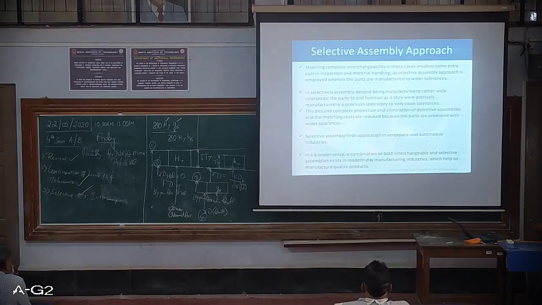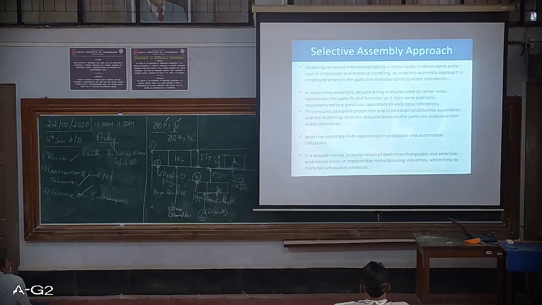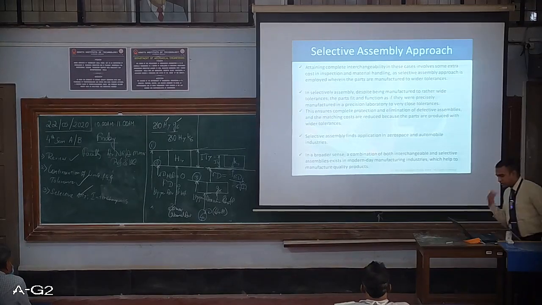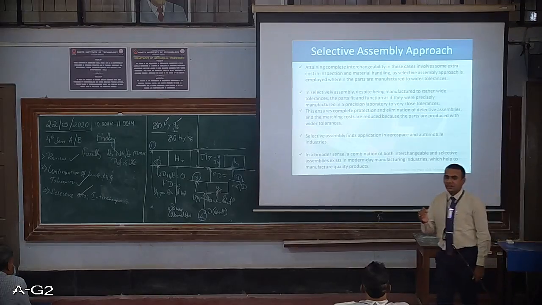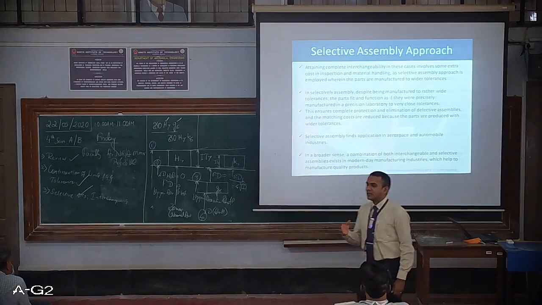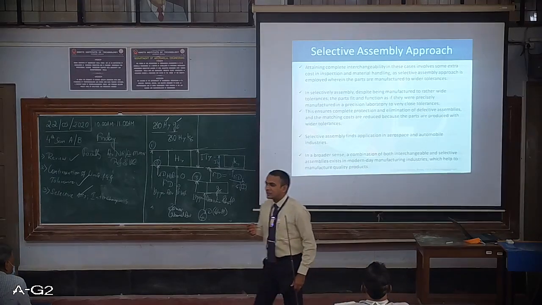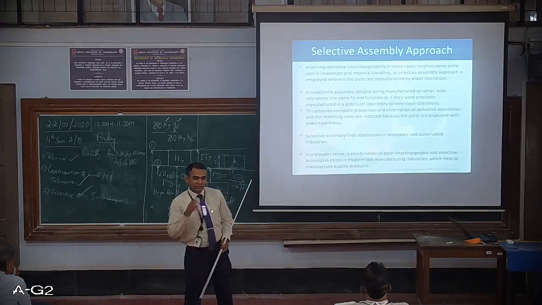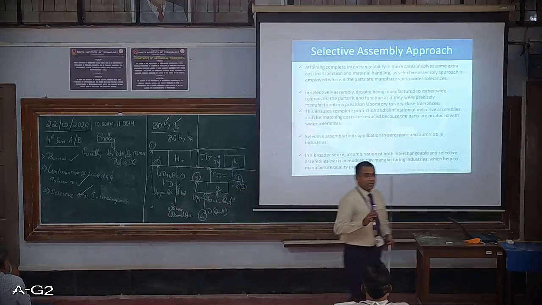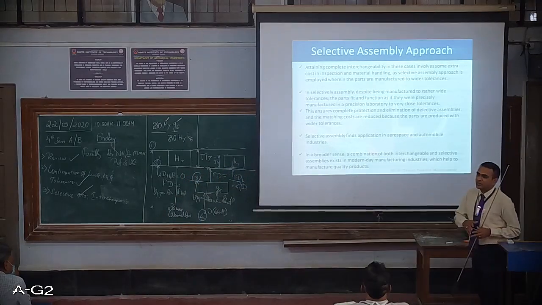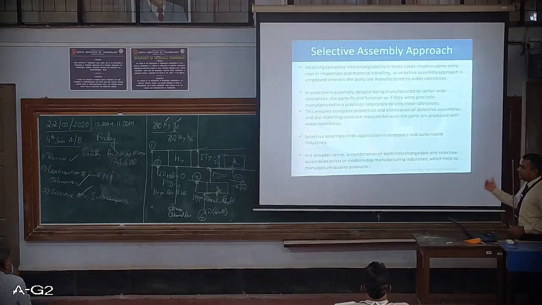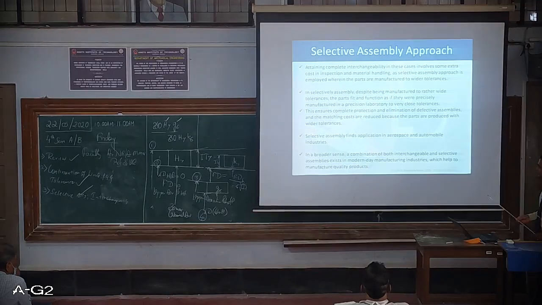This ensures complete protection and elimination of defective assemblies, and the matching costs are reduced because the parts are produced with wider tolerances. So the advantage here is the tolerance can be slightly higher, but the type of fit that we get is almost similar. I hope I am right, sir. Yes, the type of fit will be consistent, but the amount of tolerance that we have is slightly bigger so that we can easily work on the products.